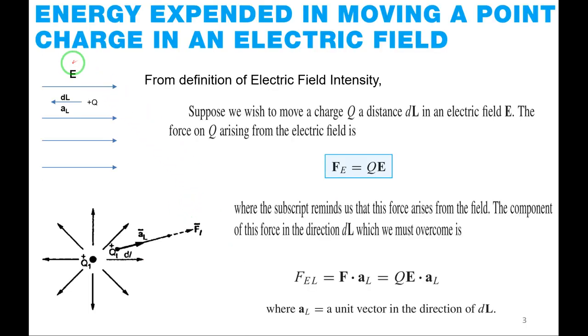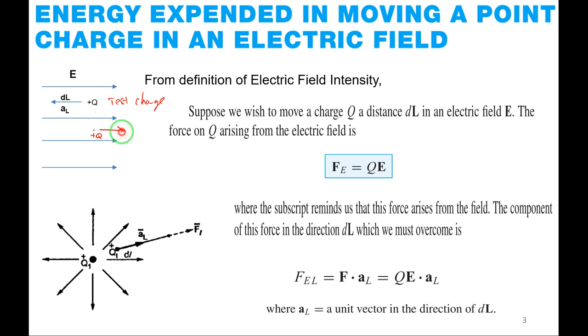Okay, first we'll see the energy. We'll try to find the energy spent, or energy expended, in moving a point charge in an electric field. Suppose I have the electric field here, in this direction from left to right. These are the field lines, so this is the electric field. Then I will take the test charge Q. Let me take plus Q here.